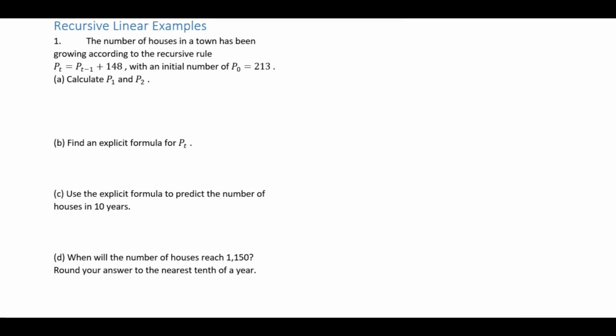Let's take a look at recursive linear examples. So number one, the number of houses in a town has been growing according to the recursive rule. Here we have P of t equals P of t minus 1 plus 148. They give us an initial number, P sub 0 equals 213. Okay, so what is the recursive definition?